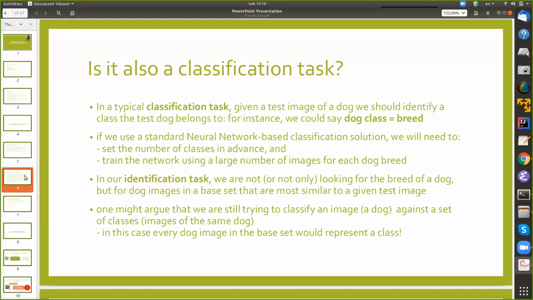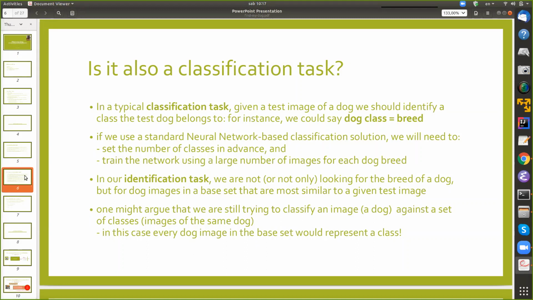For a classification, usually we define in advance a number of classes that we would like to use for classifying images. So the number of classes is predefined. And of course, if we want to work on those classes, we have to train the neural network specifically to classify images based on those particular classes.